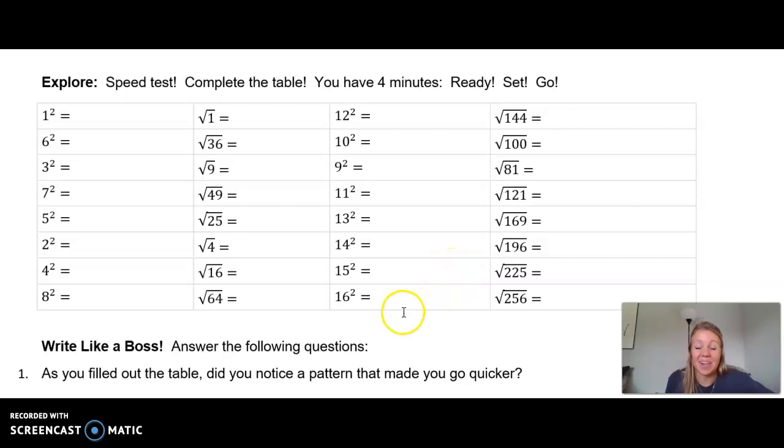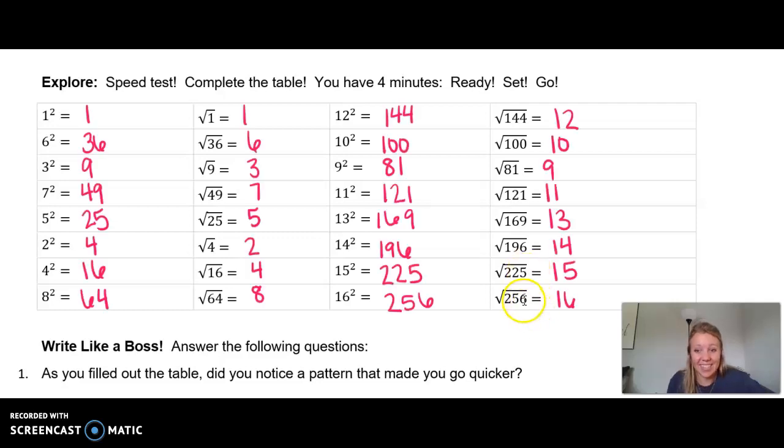Howdy! We're going to start our new unit, Unit 4, and we're going to start by just a quick speed test. See if you can complete this table in 4 minutes. So pause this video and complete it in 4 minutes. Ready, set, go! And here are the answers. So see how well you did.